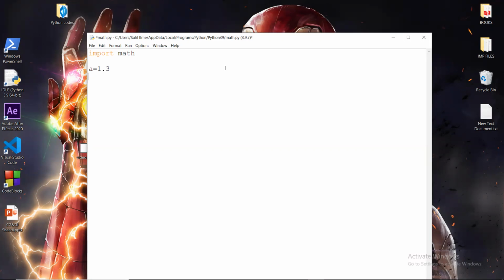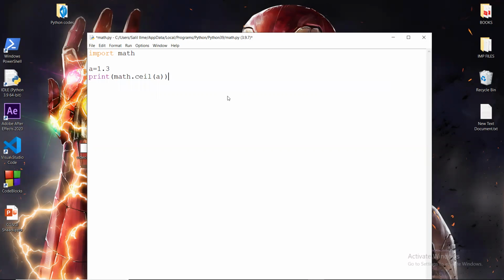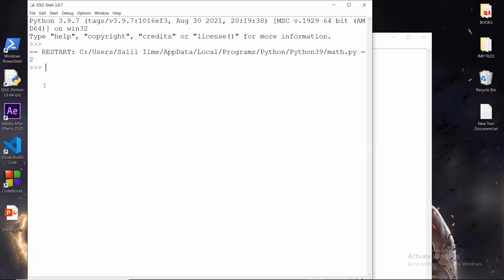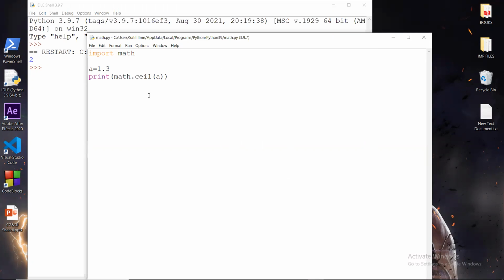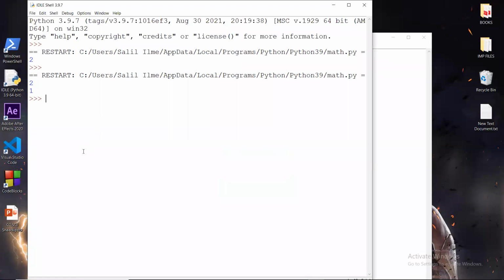So for that, we can say print math.ceil, and in the brackets we put a. So we get 2. Just like that, if I want the integer which is less than 1.3, but is the closest to 1.3, I say math.floor, and in the brackets I put a. I get 1.